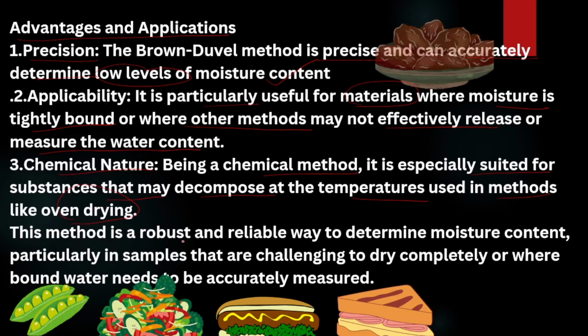This method is a robust and reliable way to determine the moisture content, particularly in samples that are challenging to dry completely or where bound water needs to be accurately measured. The disadvantages are that it is time consuming, it uses organic solvents which are hazardous and pose health and environmental risks, and we need specialized distillation equipment such as a condenser, receiver, etc.